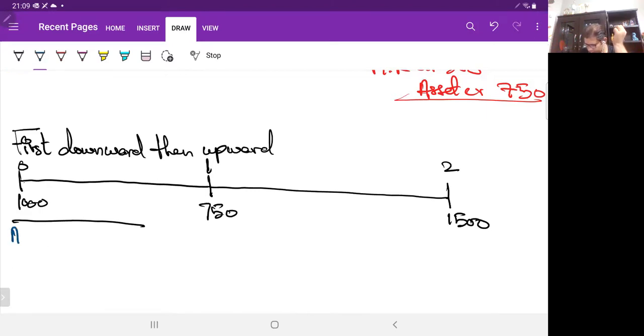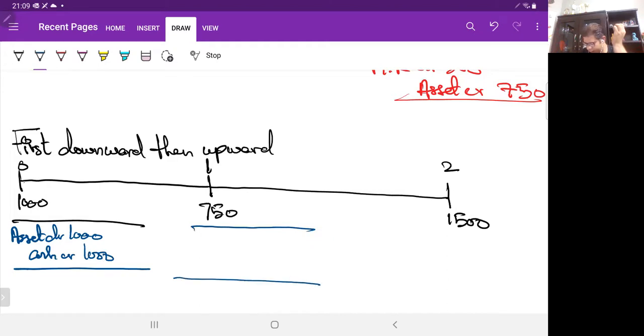Asset debit 1000, cash credit 1000. Then it's like scenario number 2, P&L debit 250, asset credit 250.